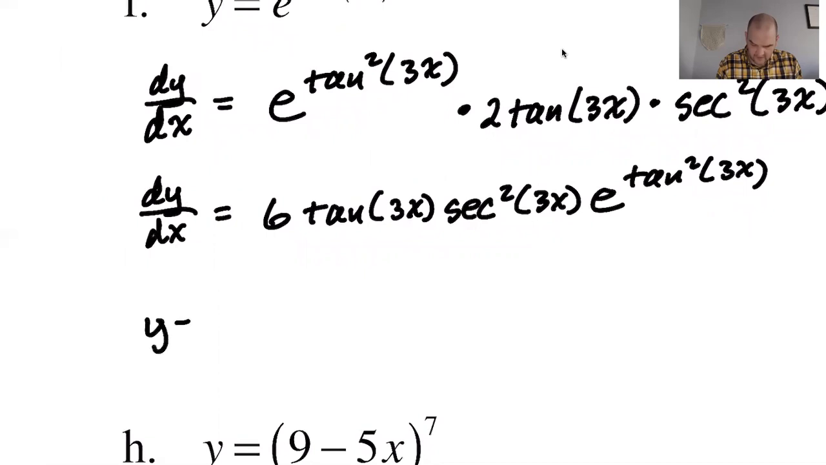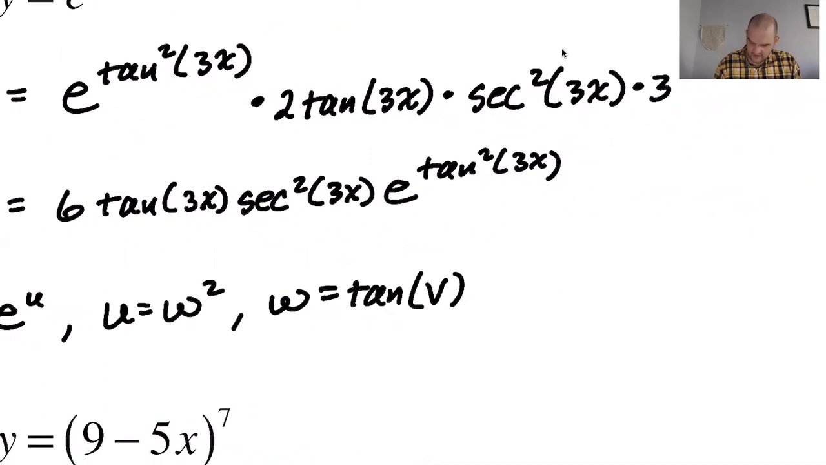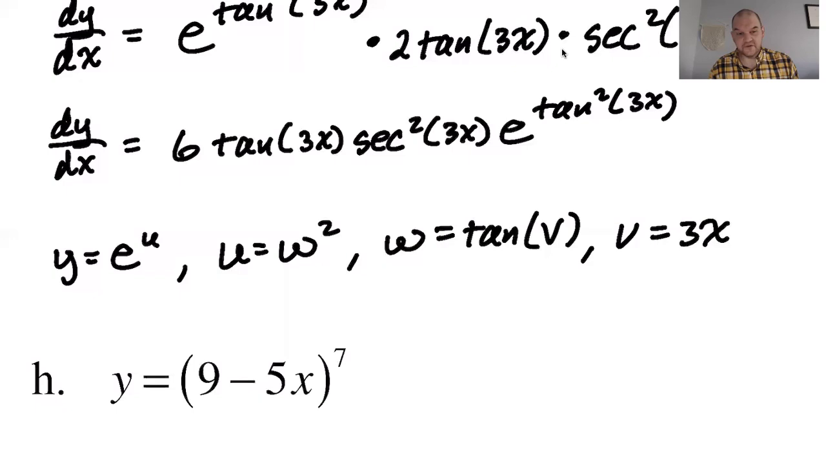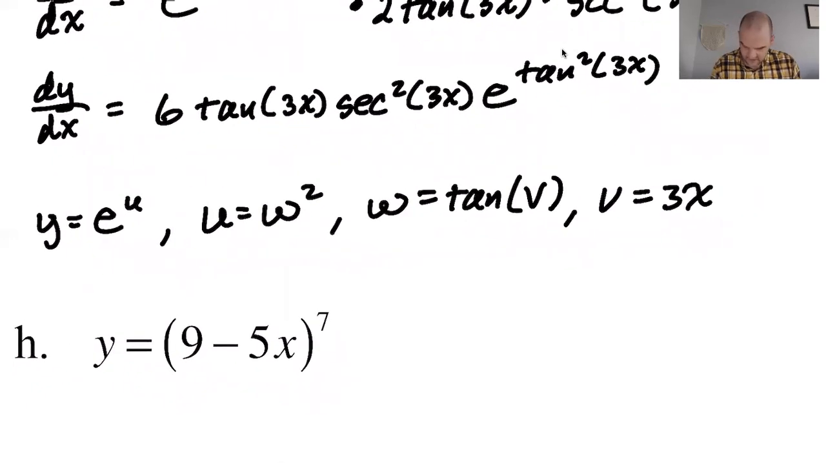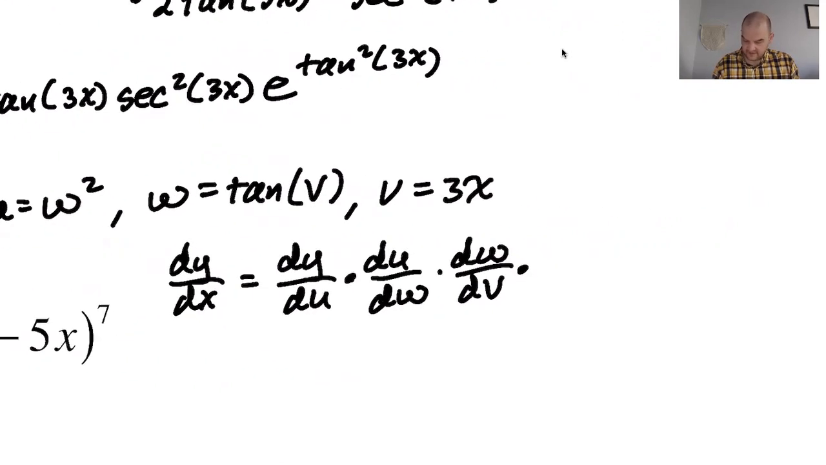So we had y is equal to e to the u. Then we had u is equal to w squared. w is equal to tangent of v. And then v is equal to 3x. That's essentially what we're dealing with. There's just so many parts, right? And so if we wanted to find dy dx, we did dy du, du dw, dw dv, and then finally dv dx.